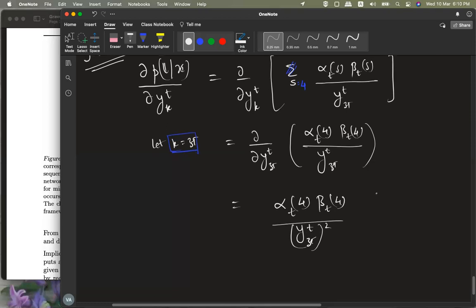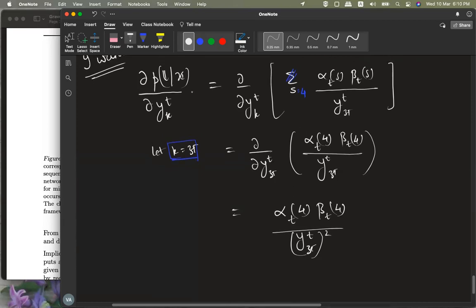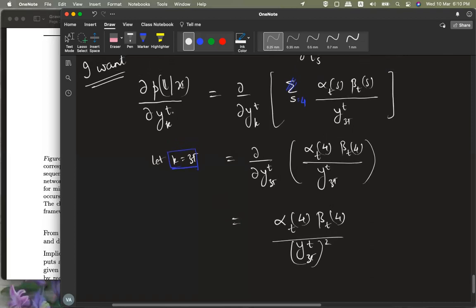And this is very simple to compute. Computationally it is a little bit expensive, but if the sequence length is not too long, then you can compute it. So it works. In this way, you have obtained your derivative of P(l|x) with respect to y_k^t. Now you have to compute the derivative of the log of this term. That is very simple: 1 upon P(l|x) times the derivative of P(l|x). Once you compute this, your major problem is solved.